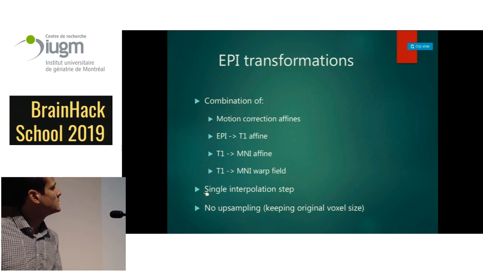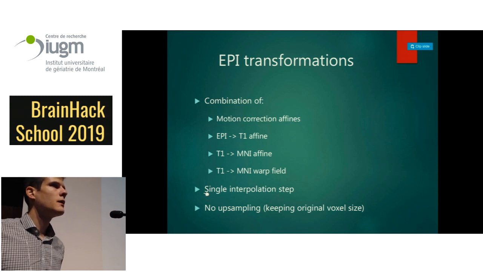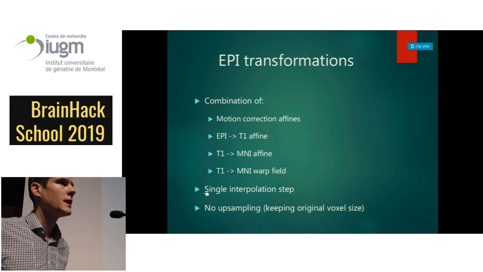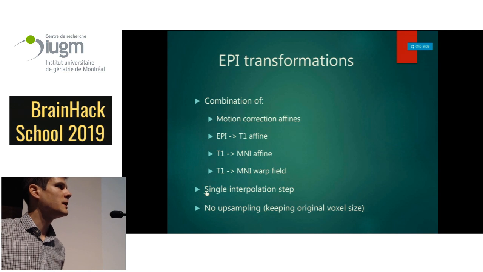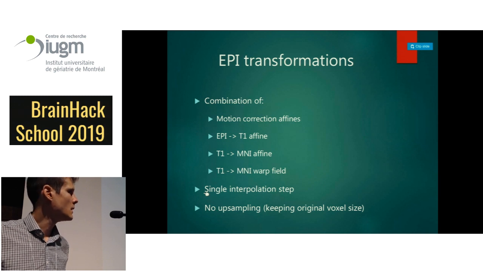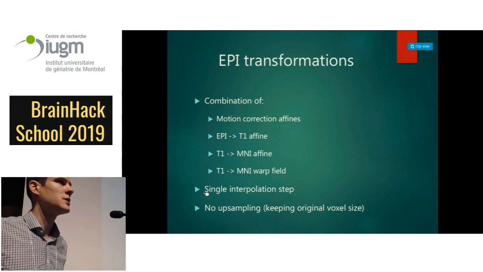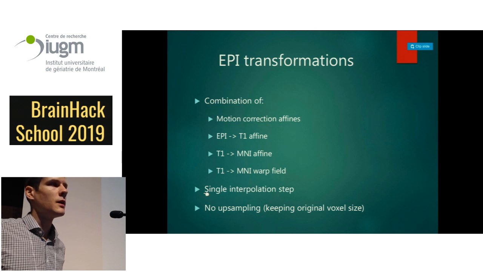And so the last one is EPI transformation. When you want to bring an EPI to a template like the MNI, in the past you didn't care much if you applied multiple steps of interpolation, so it's going to smooth the data a lot. When you do SPM, for example, a statistical map, it's good to smooth because it's going to increase the signal-to-noise ratio. But today we want to do machine learning, so we want to keep the fine patterns of activity.